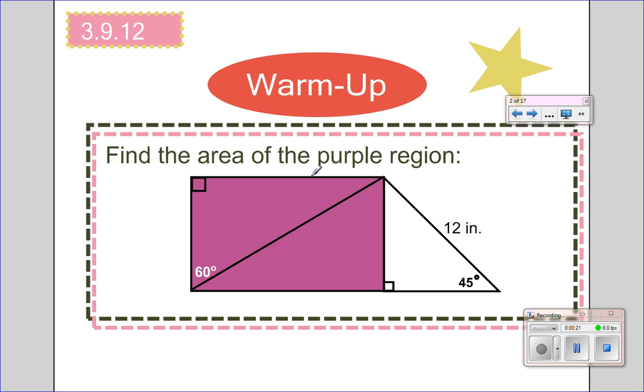All right, let's see how you did. So if you notice the triangle, it's a 45, 45, 90 triangle. To go from your 90 side to your 45 side, you divide by root 2. Of course, you rationalize the top and bottom, so you get 12 root 2 over 2, which is the same thing as 6 root 2. So that gives me this side of the rectangle.